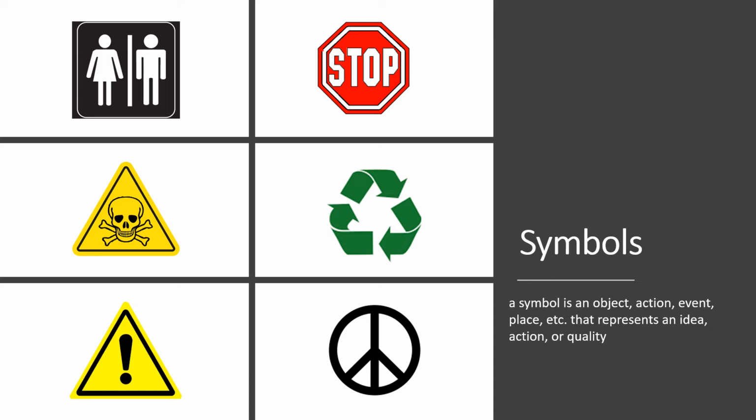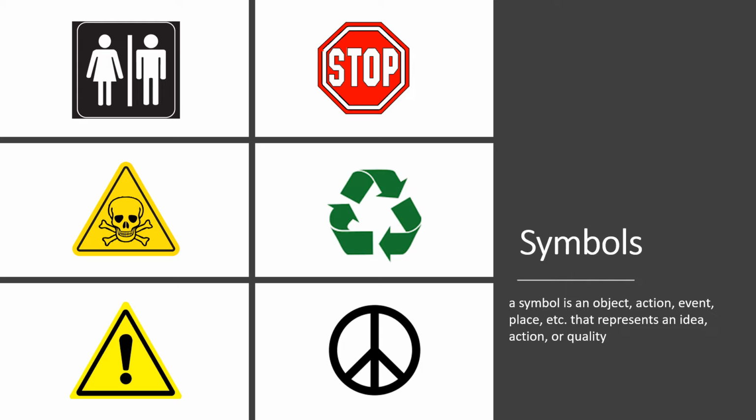Let's take a look at some of these symbols and see if you recognize them. Think about what they mean. So we see a bathroom symbol that tells us whether it's a boy's bathroom or girl's bathroom. We see a stop sign that means to stop. We see a skull and crossbones that represents or means danger or poison. We see a recycling symbol, as we've learned in the past, means reduce, reuse, or recycle.